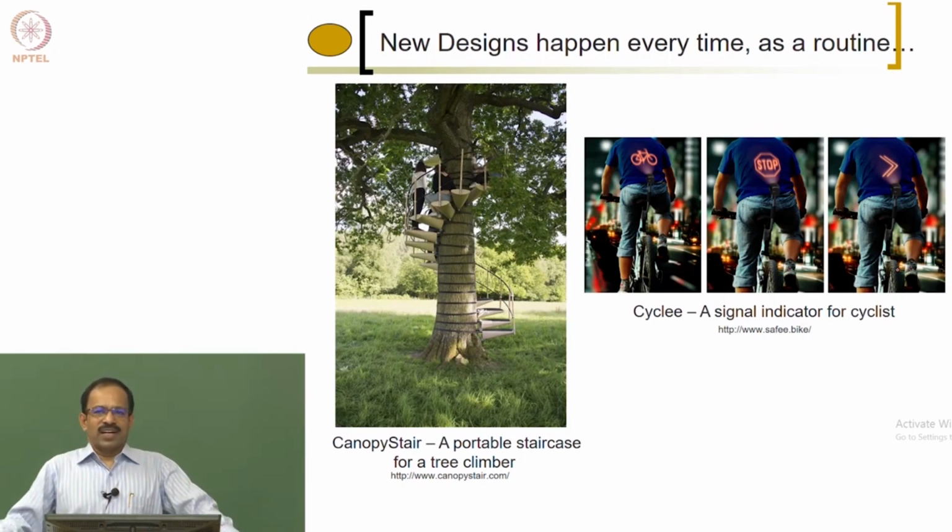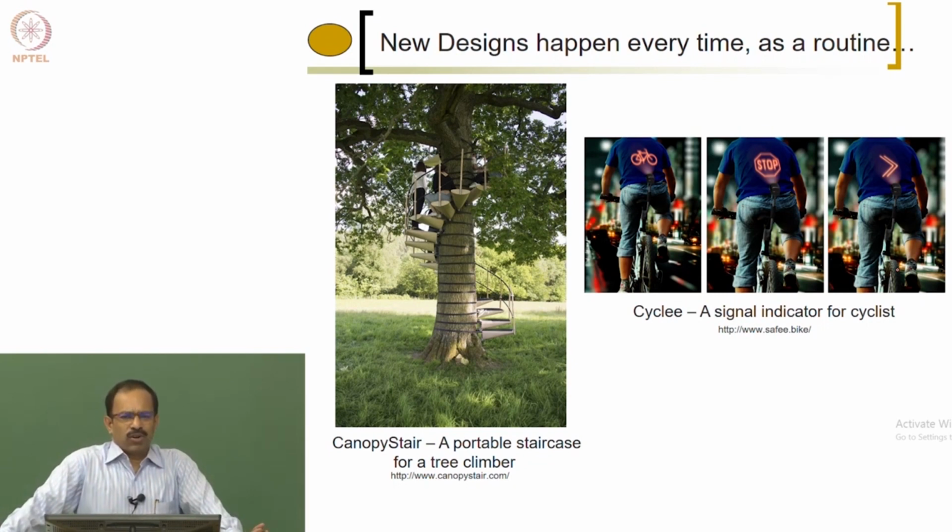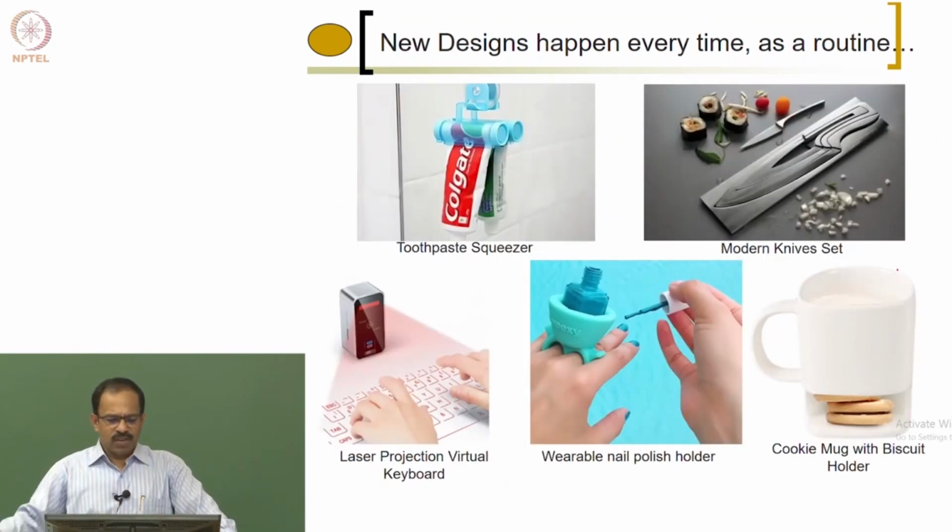So let us look at the creativity of people and how these things actually happen. You will see that a lot of creative things happen in the world. Every day you will see something happening in the world. So for example, this canopy stair, a portable staircase for a tree climber, cycling, a signal indicator for cyclists. And like this, there are a lot of other things also, such as a toothpaste squeezer, a modern knife set, laser projection virtual keyboards, a wearable nail polish holder, a cookie mug with biscuit holder.